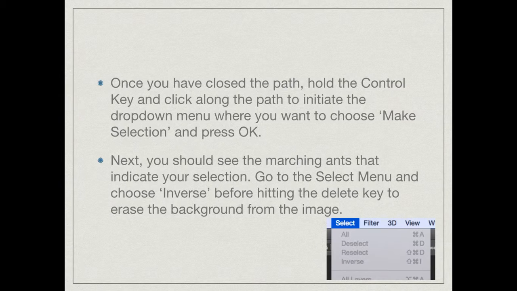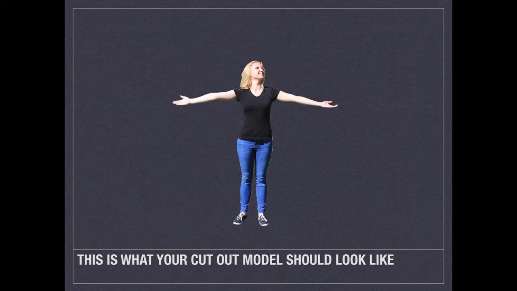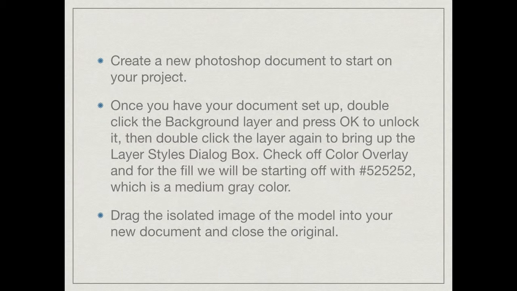Next, you should see the marching ants. It's kind of like a moving line. That will show that you have selected it. So you'll go to the Select menu, which you can see down in the right-hand corner, and you'll choose Inverse before hitting the Delete button on your keyboard to delete the background from the image. And here is what your model should look like. This is what mine looks like anyway.